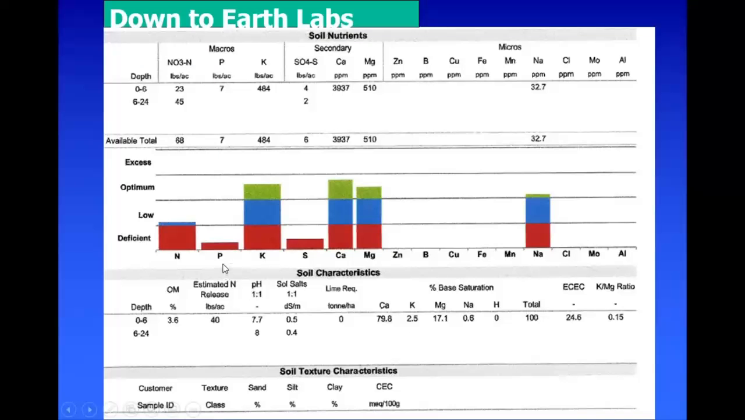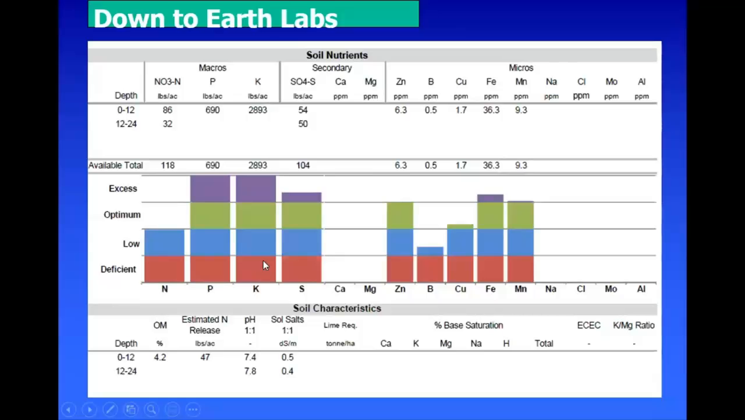Now look at these numbers here for phosphorus 7 and potassium just under 500. Look at his next soil test report. And you'll see here we're looking at 690 pounds of phosphorus and almost 3,000 pounds of potassium. As soon as I see that, I know instantly this field has had a lot of manure, probably repeated applications of manure.